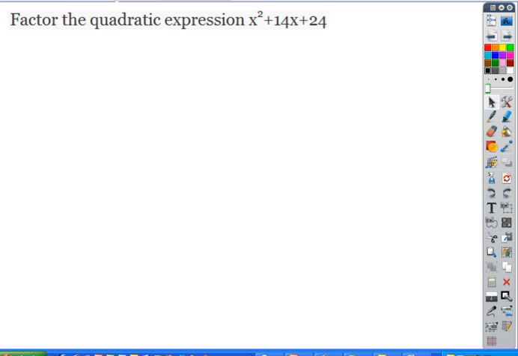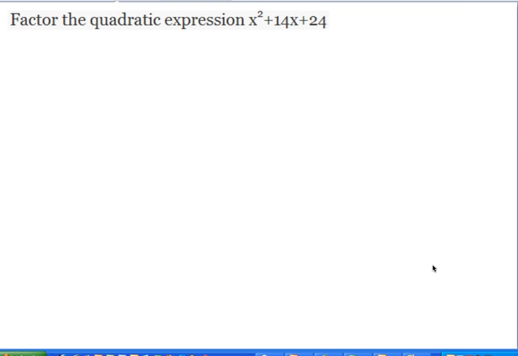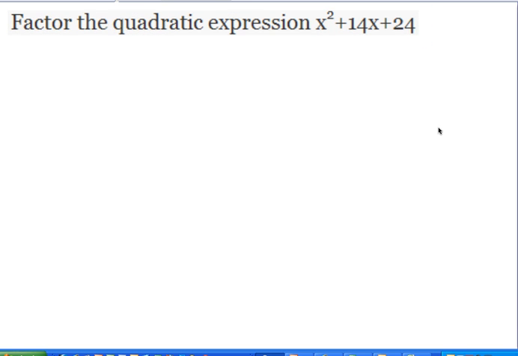The last three problems on the algebra review test have to do with factoring quadratics. So here's one of them. Factor the quadratic expression, let me make this a little bigger, x squared plus 14x plus 24.